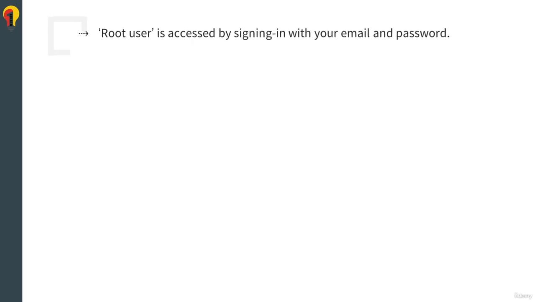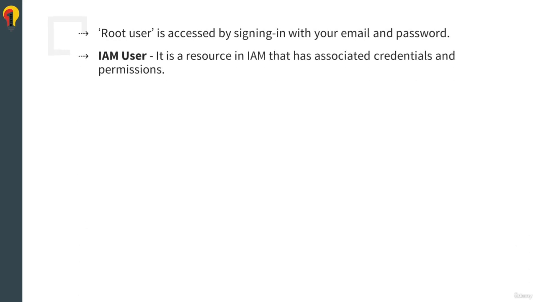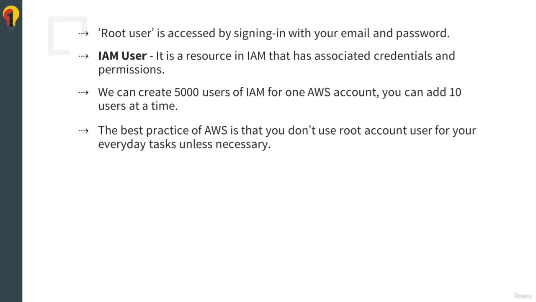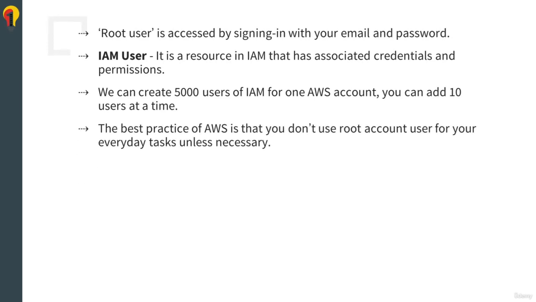Root user is accessed by signing in with your email and password. IAM user. It is a resource in IAM that has associated credentials and permissions. We can create 5,000 users for IAM for one AWS account. You can add 10 users at a time. The best practice of AWS is that you don't use the root account user for your everyday tasks unless necessary.